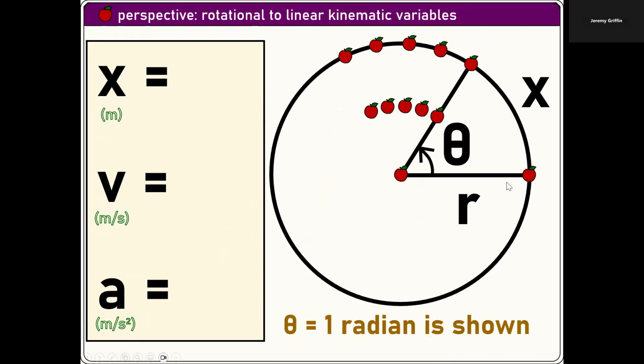You look at the odometer on your car. It says how far you've driven. That could be this x. So what formula finishes this off? Yeah, there you go: theta r. So how far have you gone around in an angular sense times your distance from the center?